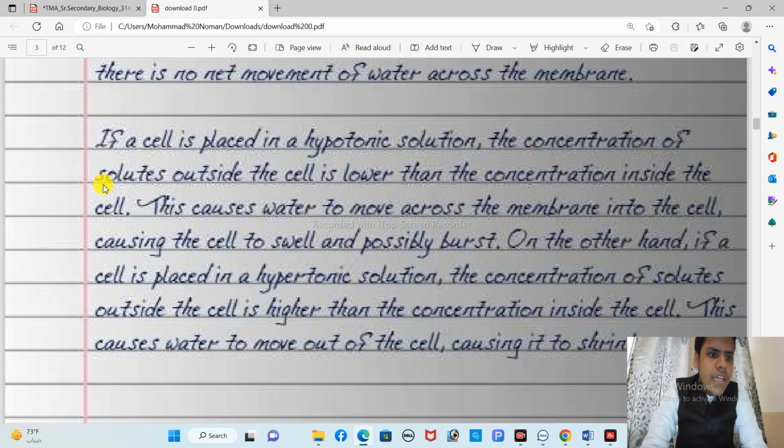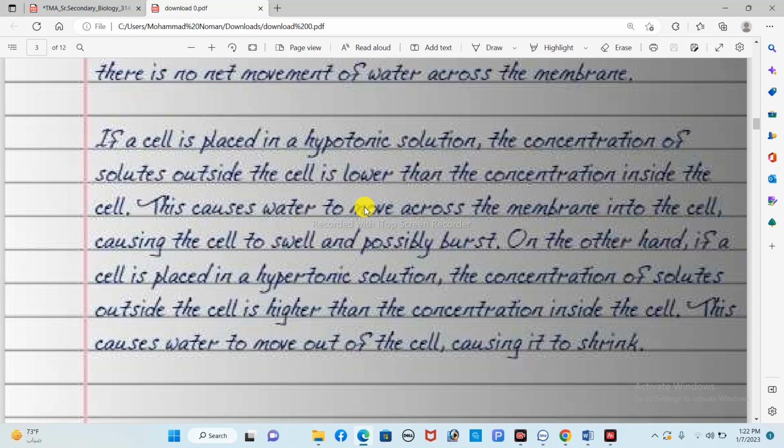If a cell is placed in a hypotonic solution, the concentration of solute outside the cell is lower than the concentration inside the cell. This causes water to move across the membrane into the cell, causing the cell to swell and possibly burst.